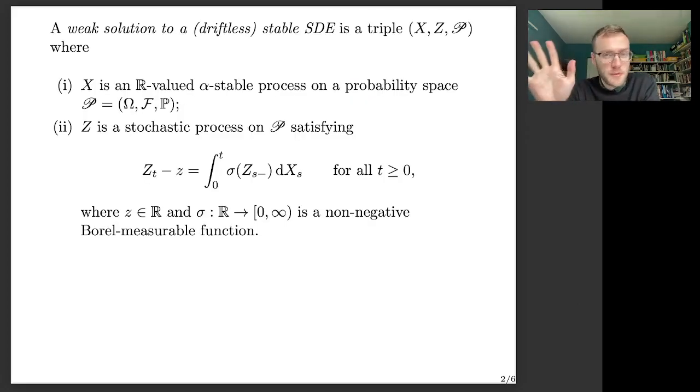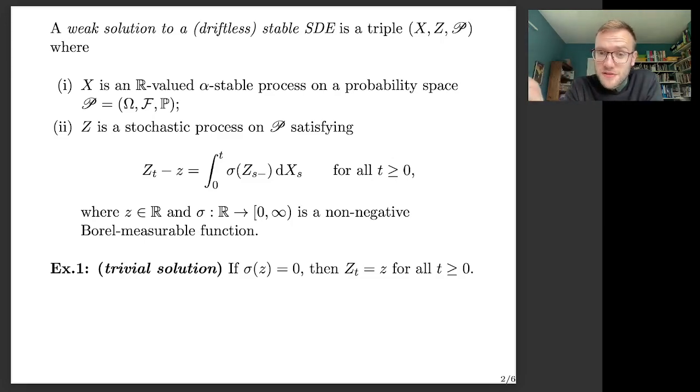So then we can just very quickly define what a stable SDE is. So this is a lot of info, but it's what you will have seen before. A weak solution, we're only concerned with weak solutions, to a driftless stable SDE is a triple: X, a stable process, Z, a solution process, and curly P, a probability space. And the solution process Z has to satisfy this integral equation, where sigma, our choice of sigma, is non-negative and Borel measurable. So that's the integral driven by the stable process there.